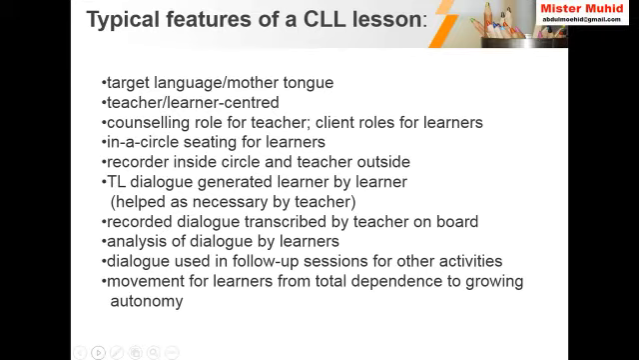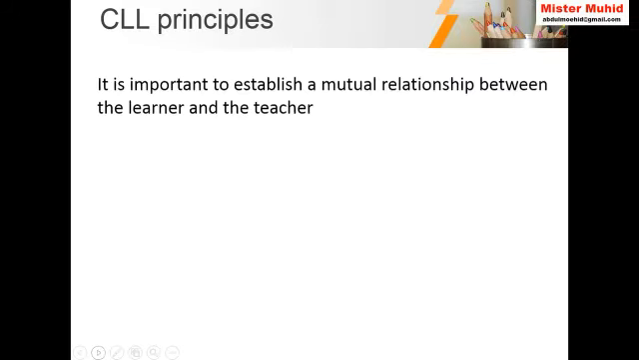Okay, let's go for the next. We are going to continue with the next topic, which is about CLL principles. So what are the principles that we must apply in this CLL lesson or CLL method? It is important to establish a mutual relationship between the learner and the teacher.